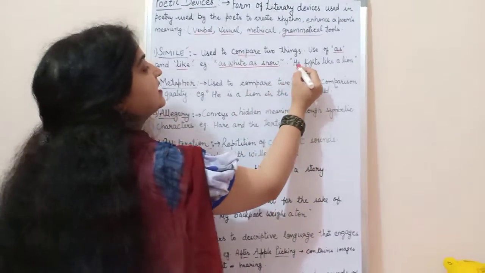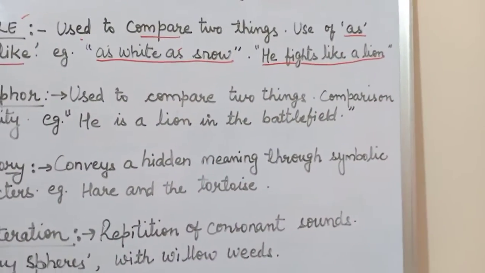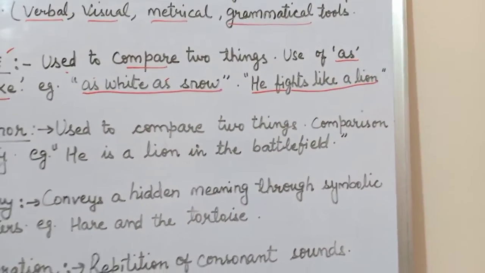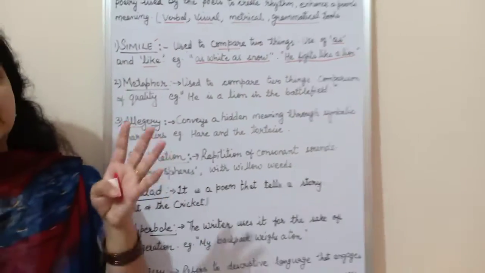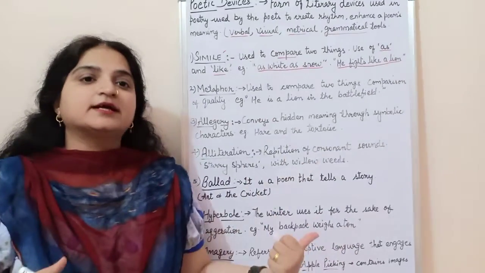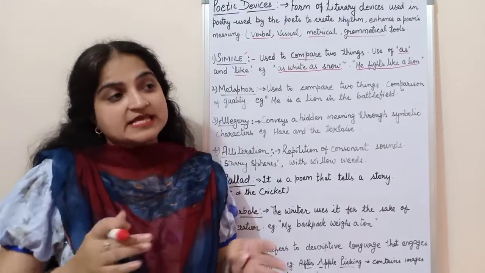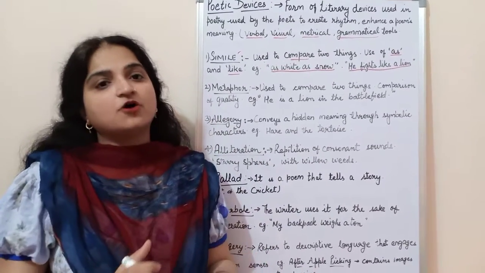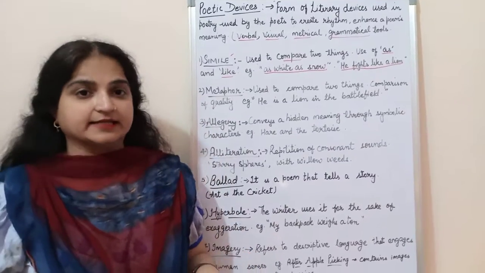Another example is, he fights like a lion. It means he is not a lion, but he fights like a lion, meaning his bravery. A lion is very brave, so the person who is fighting is as brave as a lion. The quality of his bravery is being compared with the lion.